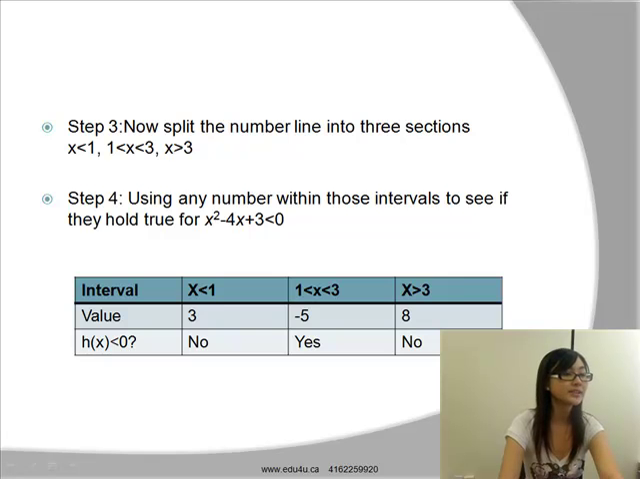But remember, the original inequality asked us to find h of x such that h of x has to be less than 0. Is 3 less than 0? Well, absolutely not. Negative 1 is, so yes. 8 is not. So we see that only the interval where x is bigger than 1 but less than 3 holds for h of x less than 0.